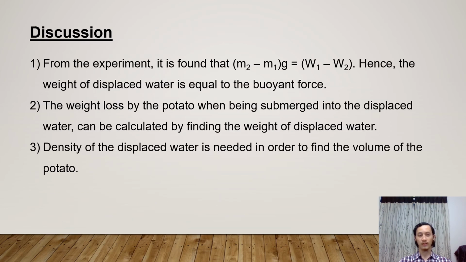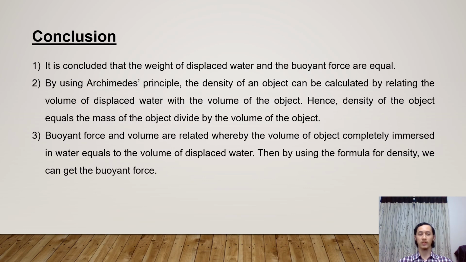For discussion, firstly, from the experiment, it is found that M2 minus M1 times gravity equals W1 minus W2. Hence, the weight of displaced water equals the buoyant force. Secondly, the weight lost by the potato when being submerged can be calculated by finding the weight of displaced water. Thirdly, the density of the displaced water is needed in order to find the volume of the potato. In conclusion, firstly, it is concluded that the weight of displaced water and the buoyant force are equal.